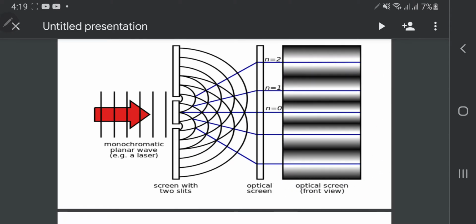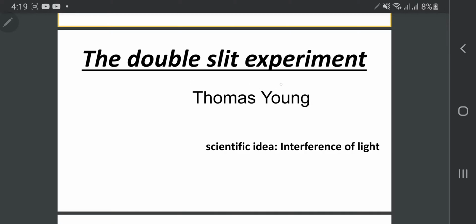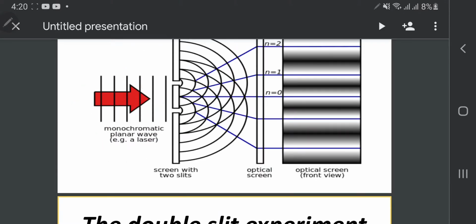To study the interference of light, we have to carry out the following experiment: the double slit experiment, or Thomas Young experiment. The scientific idea of this experiment is the interference of light. But I also do this experiment for another function, to determine the wavelength of any monochromatic light source. What is meant by monochromatic light source? I mean light that has one color, or a limited value of wavelengths.